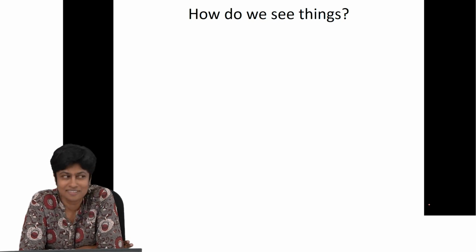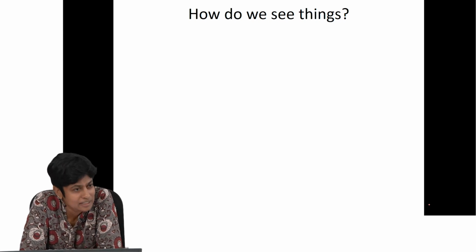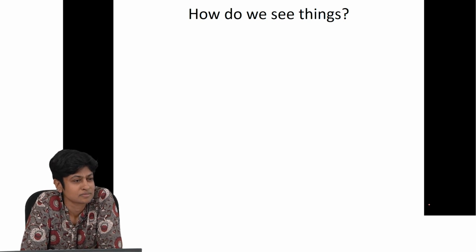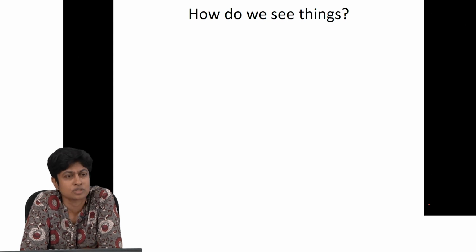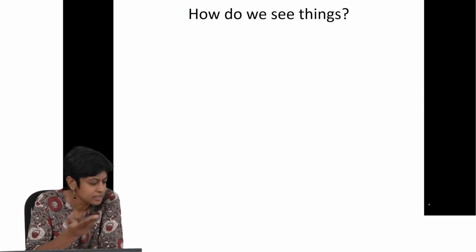You're seeing things all the time. You're looking at me now, you're looking at the board, you're writing notes. How do you see things? The light hits the things so that it can be reflected, so that we can. Okay, so he's saying that we see things because of reflection, and that's right, right?